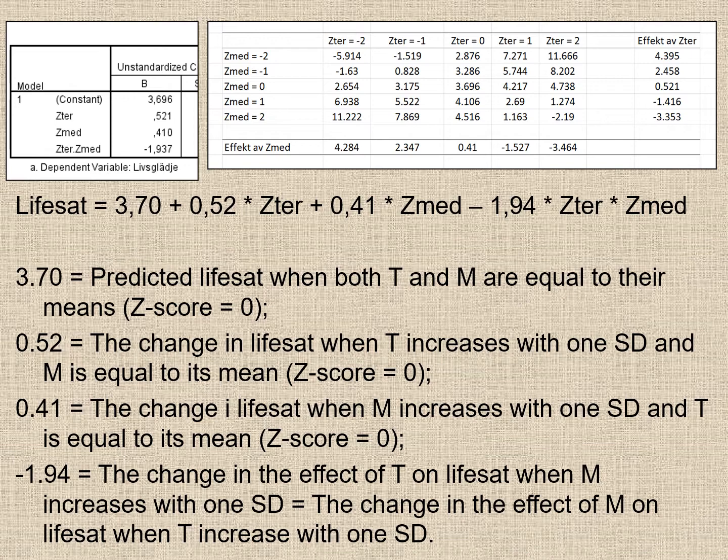And the effect of medicine on life satisfaction? Is it good for life satisfaction to receive a lot of medicine? Yes, but only if you don't get too much therapy. If you have a low value on one of the predictors, the other predictor has a positive association with life satisfaction. But if the value on the other predictor increases, the effect decreases and eventually even becomes negative. That's what the negative interaction term here indicates. And it's significant.